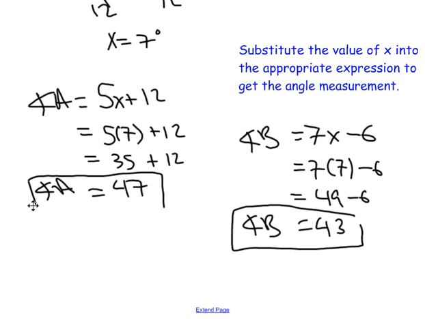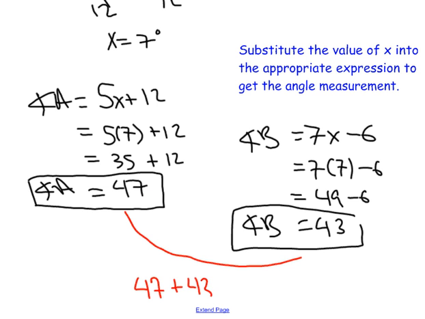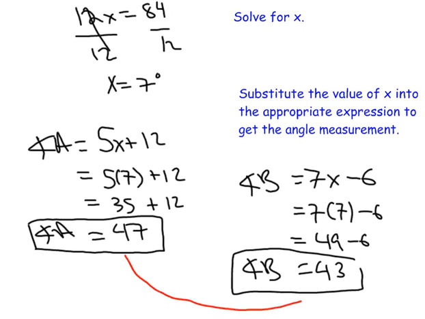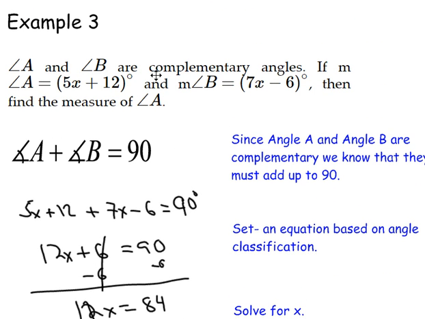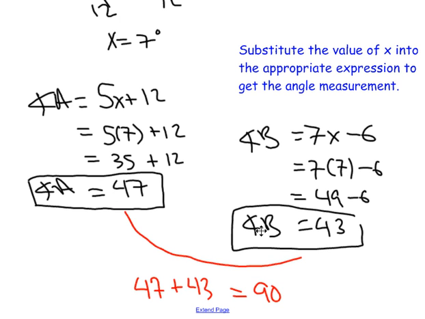Now, what do you notice? What would happen if I add up angle A and angle B? What would I get? I would get 90. Is that supposed to happen? You bet it's supposed to happen. Why is it supposed to happen? Well, it's supposed to happen because it says that they're complementary angles. And complementary angles have to add up to 90. If I didn't get 90 when I added up my results for angle A and angle B, that means I did something wrong.